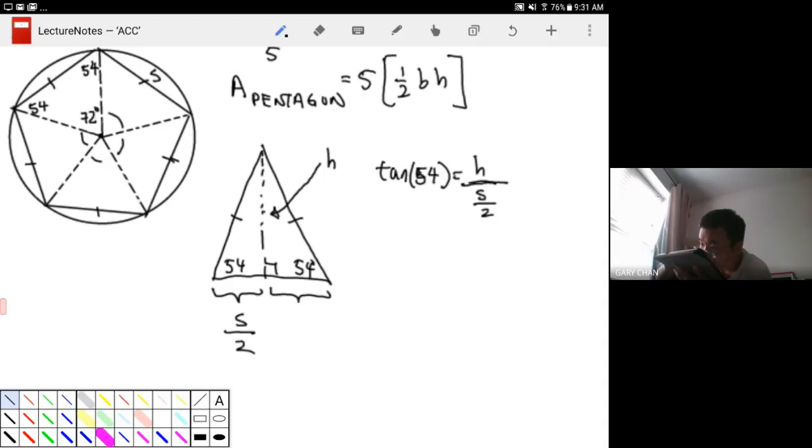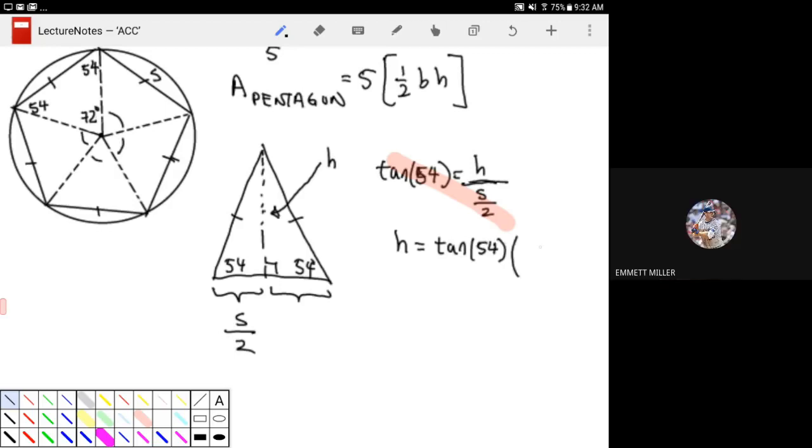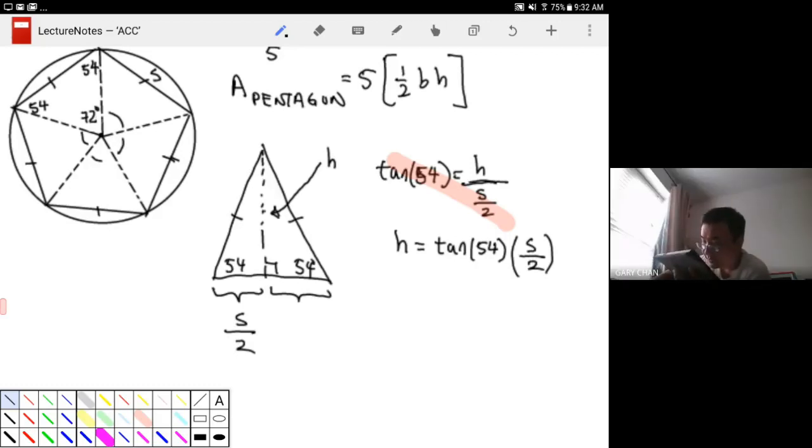Again, it looks really complicated right now, right? And I agree with you. It looks rather scary. But again, nothing to be afraid of here. Nothing intimidating about this. We're going to isolate H. We're going to cross multiply. If we do, we'll end up with H is equal to tan of 54 times how much now? What's the fraction? S over 2. That's all it is. H is equal to tan 54 times S over 2.